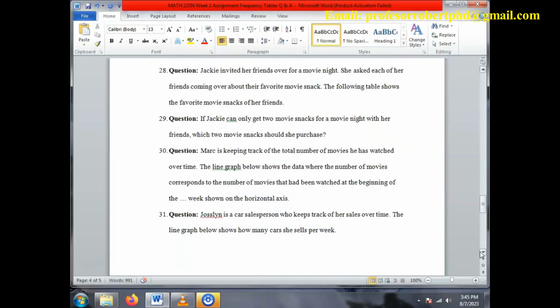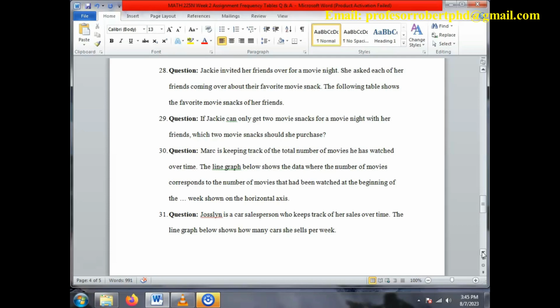28. Question. Jackie invited her friends over for a movie night. She asked each of her friends coming over about their favorite movie snack. The following table shows the favorite movie snacks of her friends. 29. Question. If Jackie can only get 2 movie snacks for a movie night with her friends, which 2 movie snacks should she purchase?